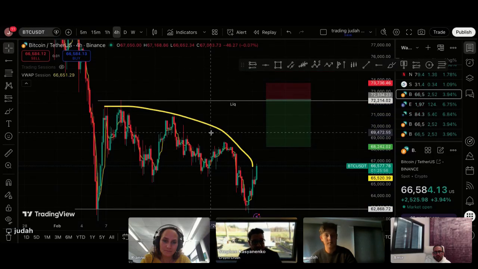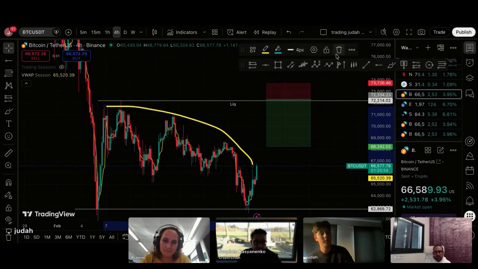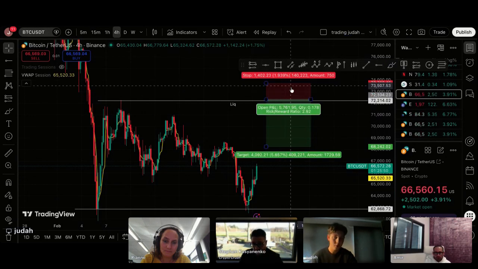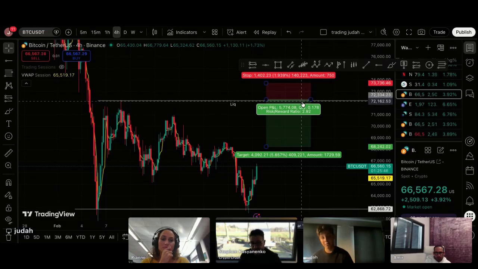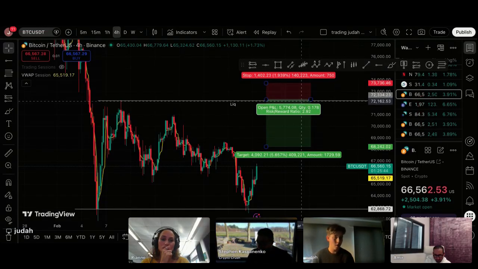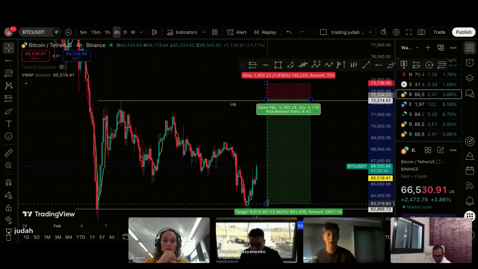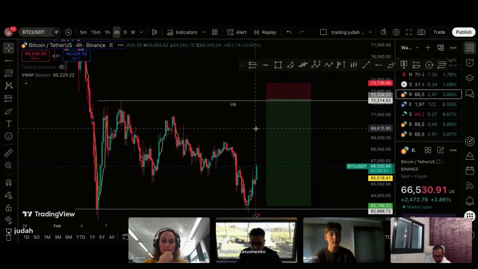Why not do that? Because the retest for me is a confirmation. What was previously support has turned into resistance again, and that's confirmation for me. Okay, we're probably moving down again, and we're at the top of the range. So are you setting up a limit order, or are you just waiting for this thing to get into that range? Yeah, I'm just waiting for the price to get to that 72,000 zone.